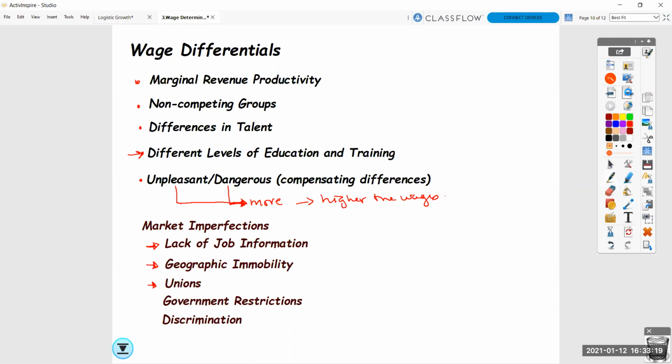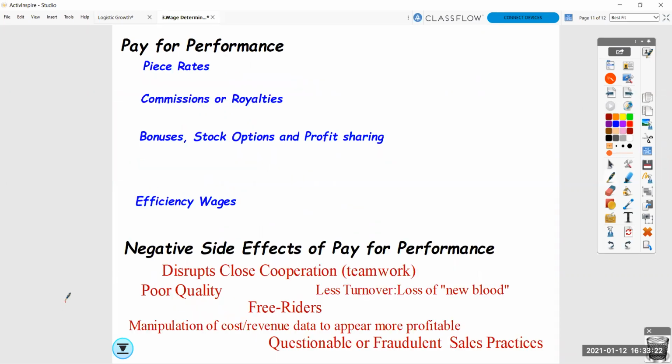This brings us to the second part of the video, which is going to address pay for performance. We use pay for performance to minimize the principal agent problem. That principal agent problem is when the agent works in their own self-interest to the detriment of the principal. This is kind of tied to that shirking that we talked about in the cost unit back in October.